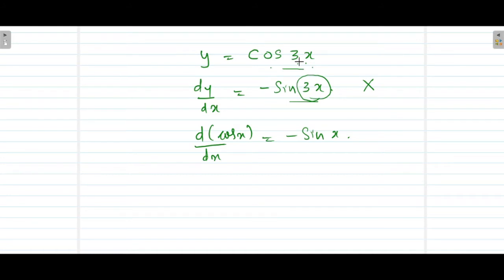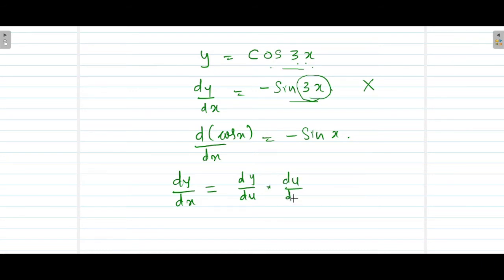Here actually two parts are there. One is differentiating the cos function and another one is differentiating the function 3x or the term 3x. So these two things are to be considered when we differentiate cos 3x. This is where chain rule comes into picture. What does chain rule say? dy by dx can be written as dy by du multiplied by du by dx.